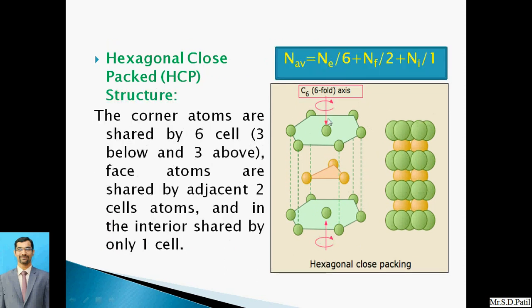Why is it 6? Because 6 cells are there, 3 below and 3 above. So this particular atom is shared, half over here, half over here. That's why only the 6 corners have been considered, 3 above and 3 below. Now the formulation for the hexagonally closed packed structure might be clear.